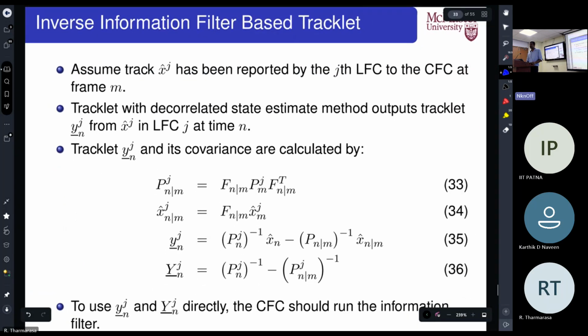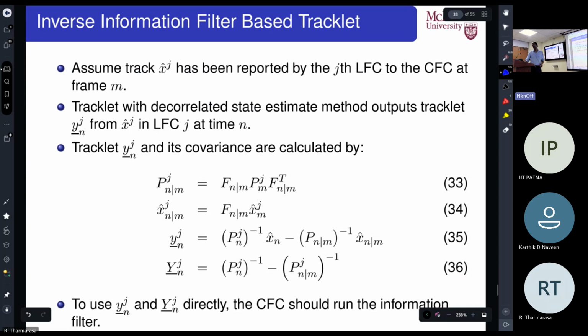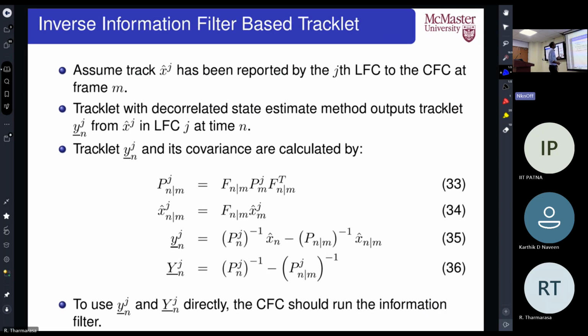Okay, last one is the information filter form. I don't know how many of you know about the information filter. The information filter is another way of implementing the Kalman filter. Okay, that's not about passive activation. The information filter can be used instead of the Kalman filter in an inverse form, right? Here the idea is the same.